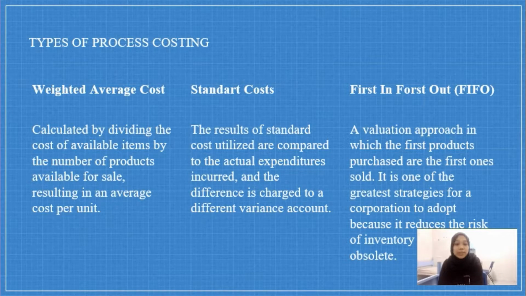The first one is the weighted average cost, which is calculated by dividing the cost of available items by the number of products available for sale, resulting in an average cost per unit. Next is the standard cost, where the results are compared to the actual expenditure incurred and the difference is charged to a variance account. And the last one is first in first out, where the first products purchased are the first ones sold.